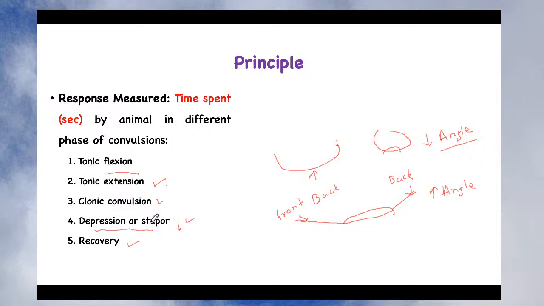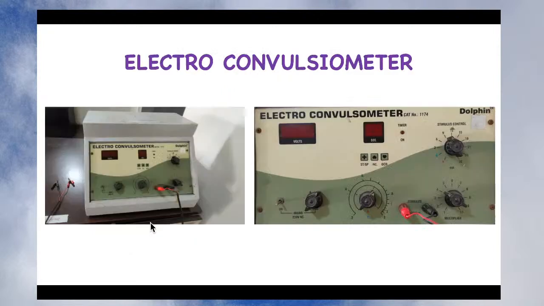And lastly, the recovery, where the animal is completely alert and stands on its forepaw. So these five phases are shown when you give electrical current by using the ear pinna electrode or the corneal electrode in the animal. This is the principle of the anticonvulsant activity by the maximum electroshock method. Now let's see the instrument, how it works and its working principle.